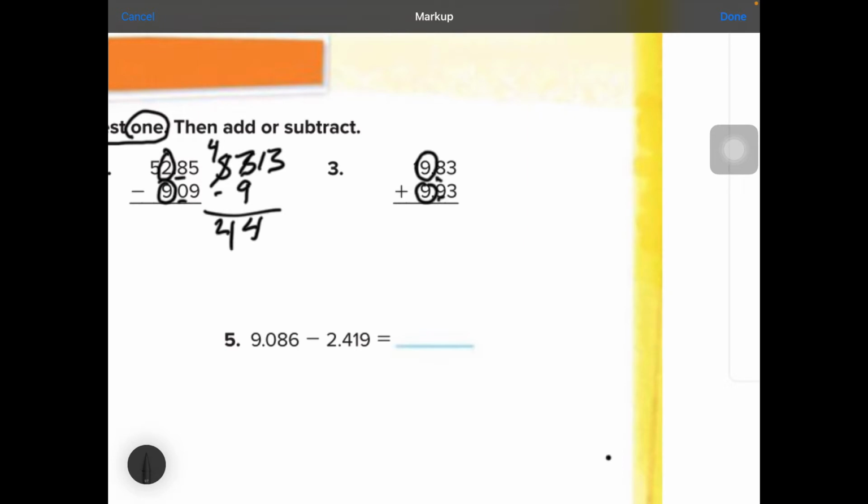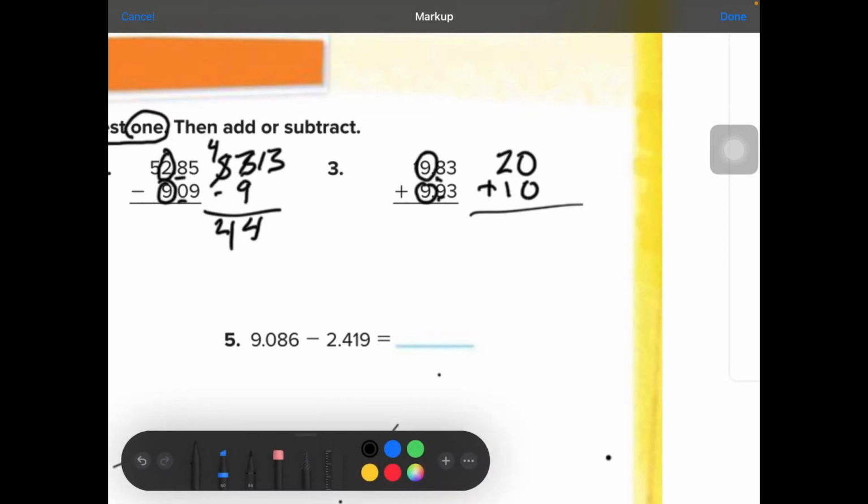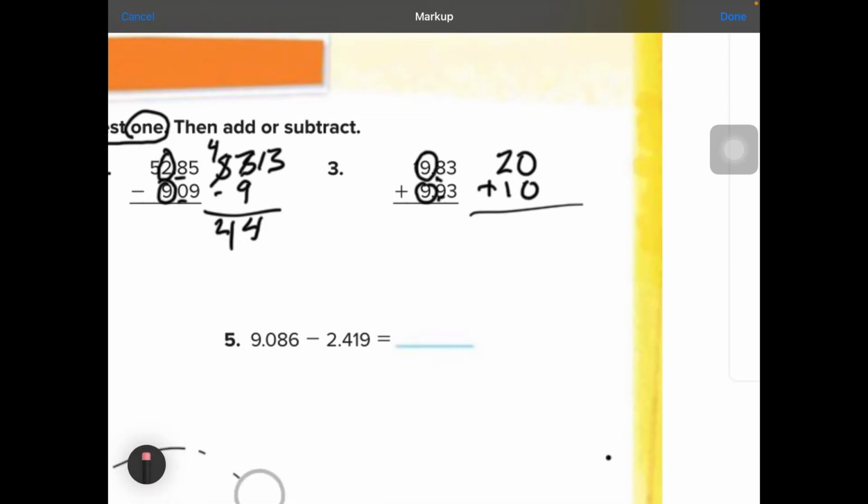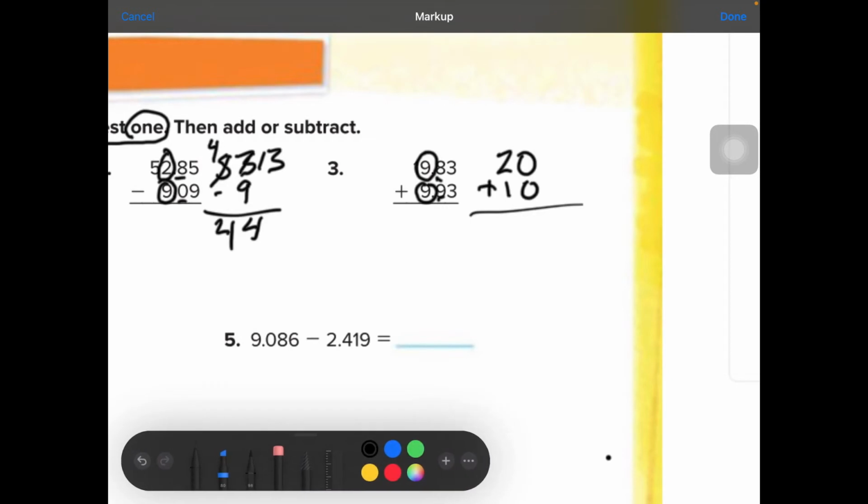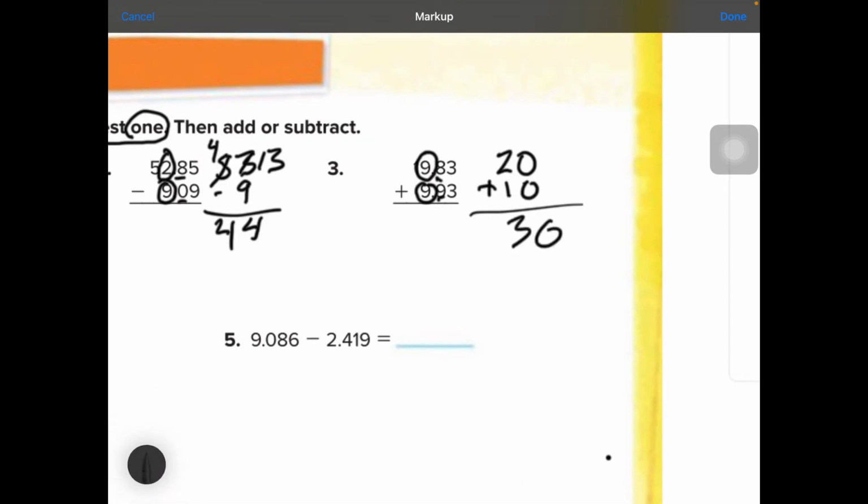Number 3, this is our ones category. That 8 is going to bump that 9 up to 20. And that 9 right there is going to bump that 9 up to 10. So that's a plus. So 20 plus 10 is 30.